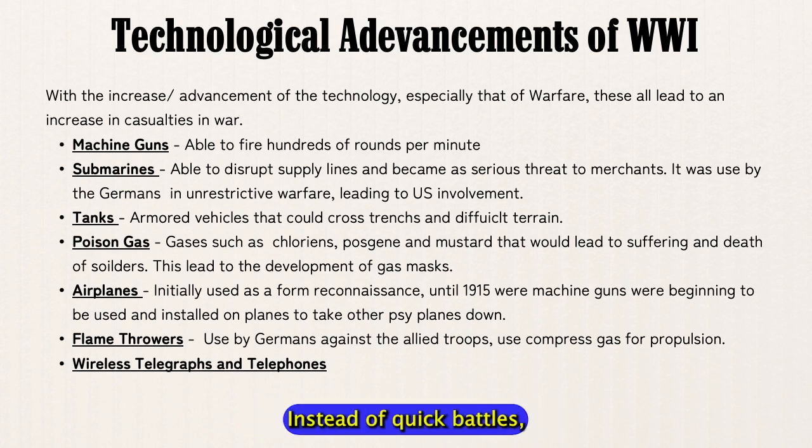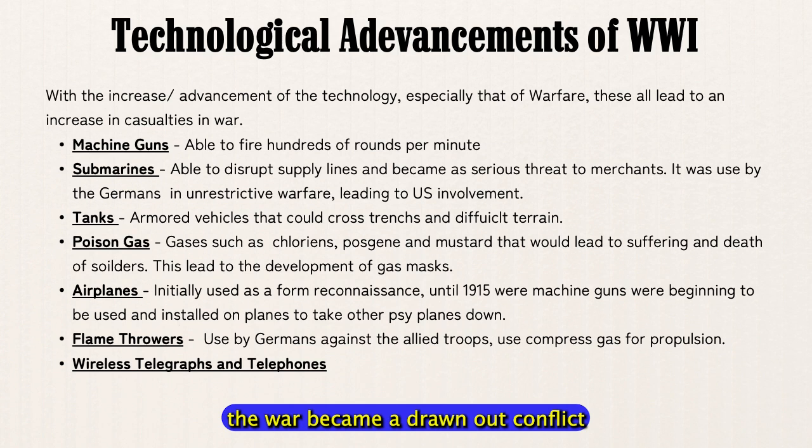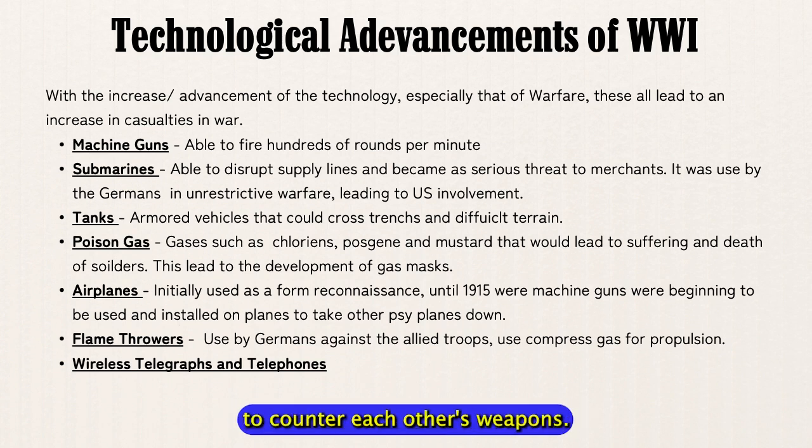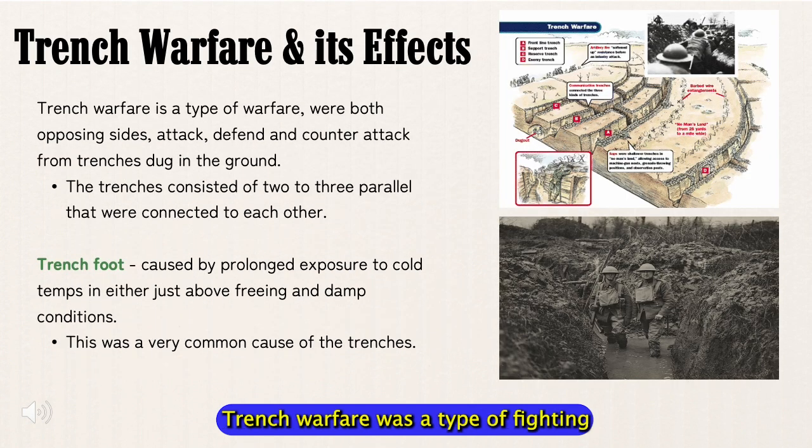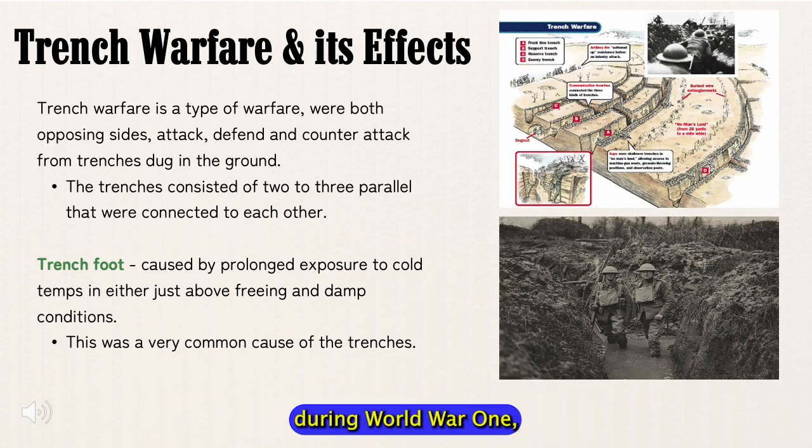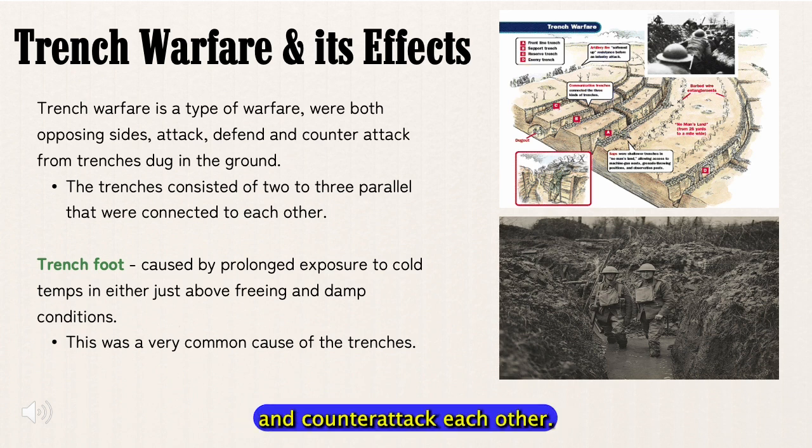These technological advancements not only made the war deadlier, but also prolonged it. Instead of quick battles, the war became a drawn-out conflict, as both sides developed new ways to counter each other's weapons. The devastation caused by these technologies left a lasting impact on the world and changed how wars were fought forever. Trench warfare was a type of fighting during World War I, where opposing sides dug long trenches in the ground to attack, defend, and counterattack each other.